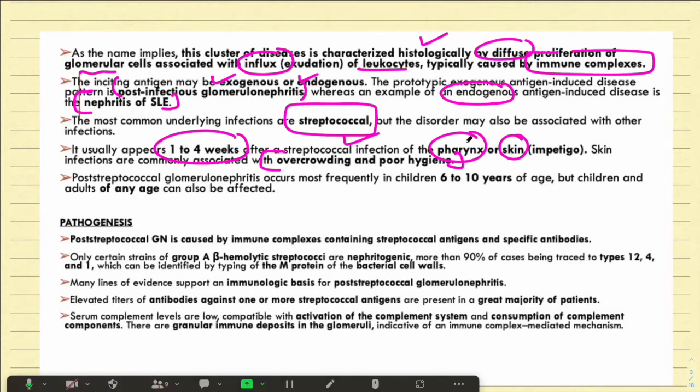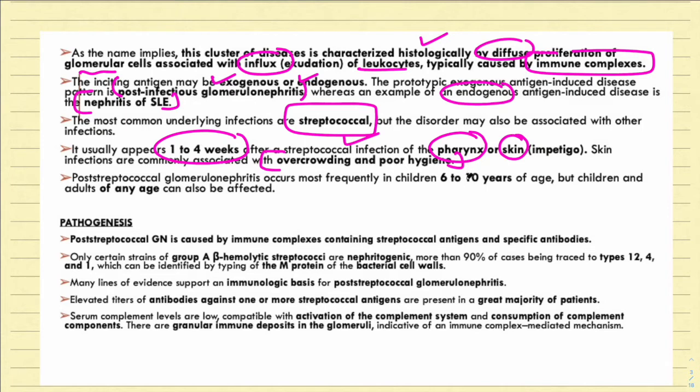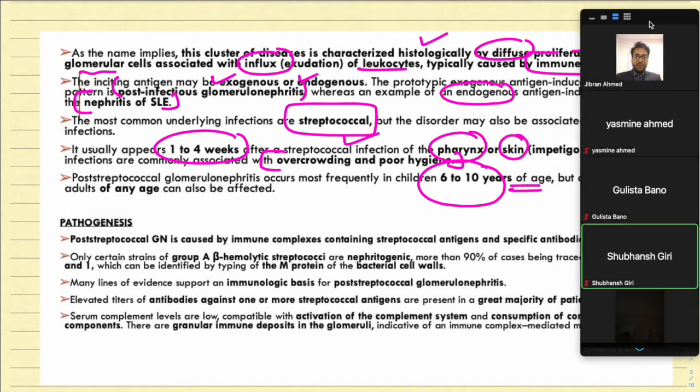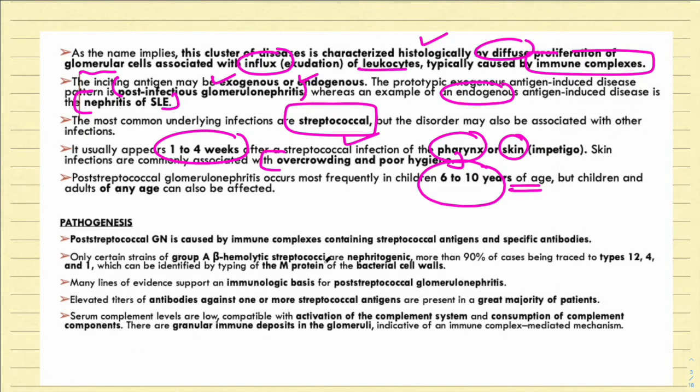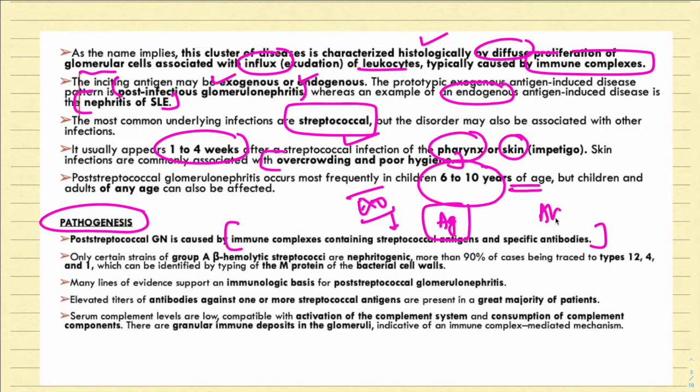If you see, the post-streptococcal glomerulonephritis occurs most frequently in children between 6 to 10 years of age. Okay, children between 6 to 10 years of age, this is going to classically happen. But children and adults of any age can be affected as well. Now coming to the pathogenesis of post-streptococcal glomerulonephritis, it is caused by the immune complex which is containing the streptococcal antigens and the specific antibody. So over here there is an antigen, that is the streptococcal, and this is an exogenous antigen. So once it enters the body, specific antibodies will come.